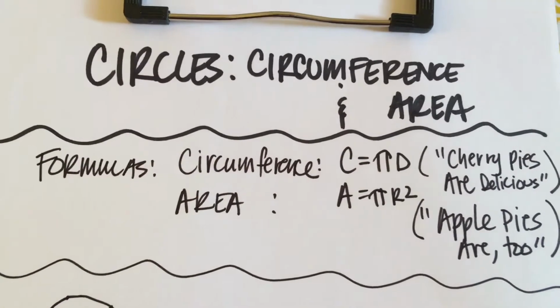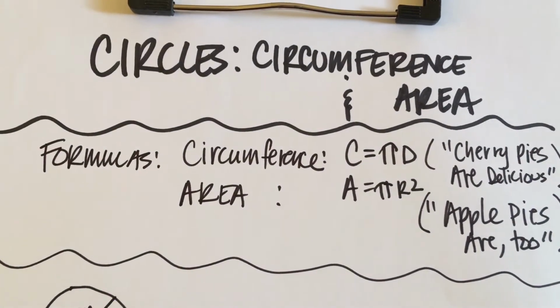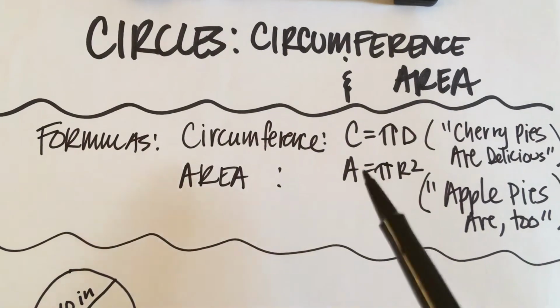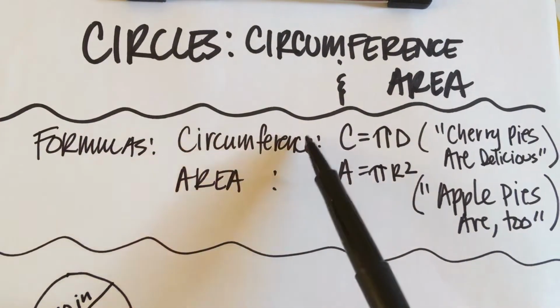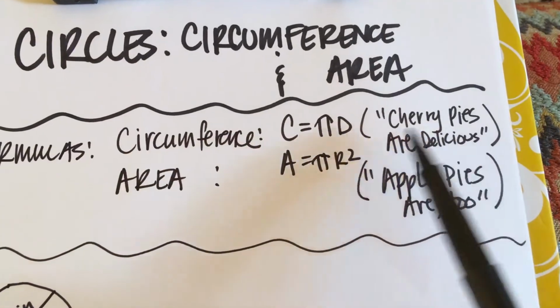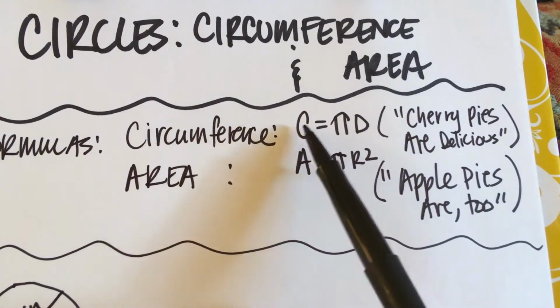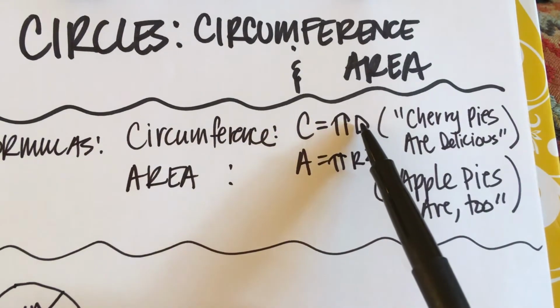Okay, so here's a quick review of how to find the circumference and area of circles. The formulas for circumference: the saying that will help you remember the formula is "Cherry pies are delicious." So C equals pi times D, which is diameter.